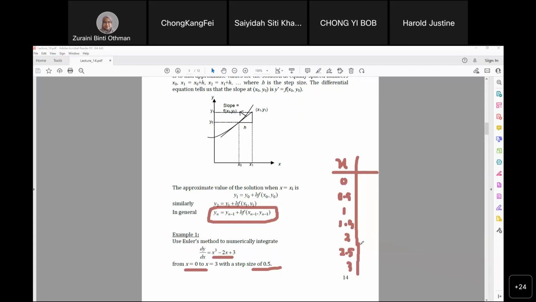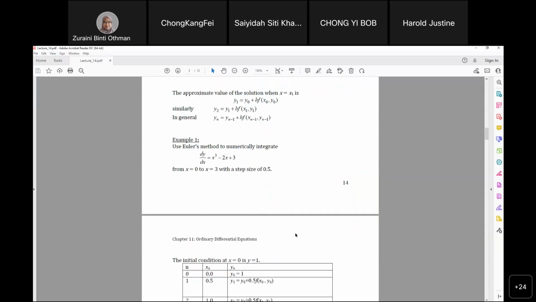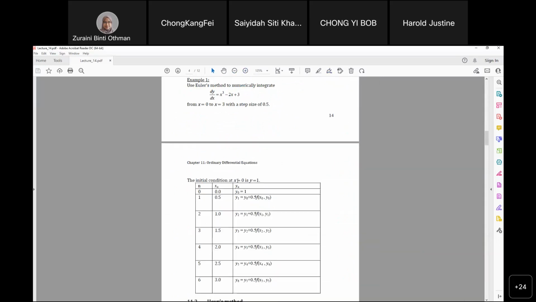Kita kena cari equation ini. The one thing missing here is the initial condition. What is the initial condition for this? Okay, for this kind of data, kita tengok kat bawah mesti ada. Given the initial condition, y at 0 is 1.